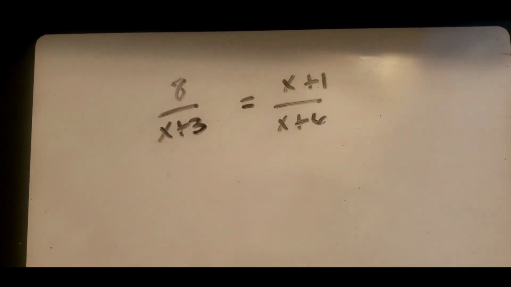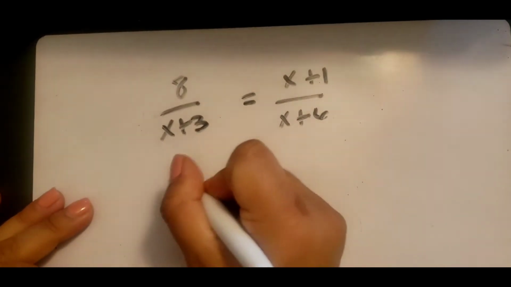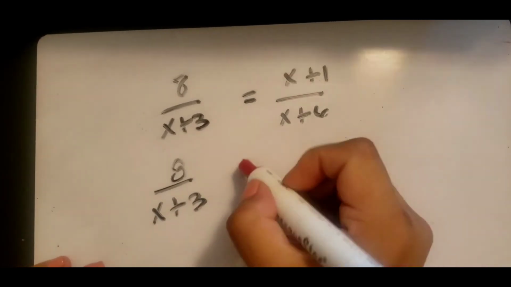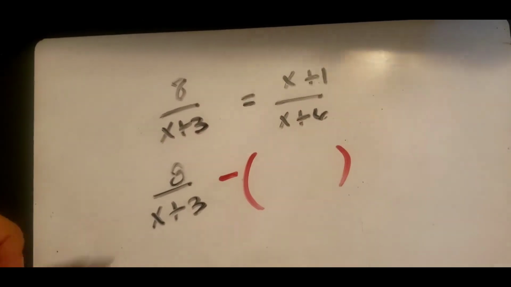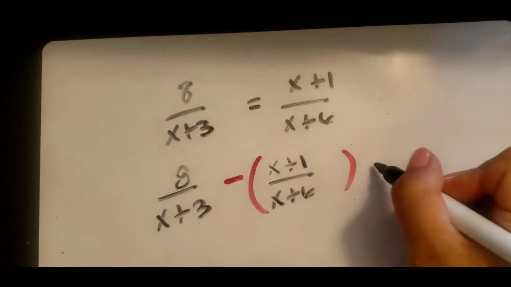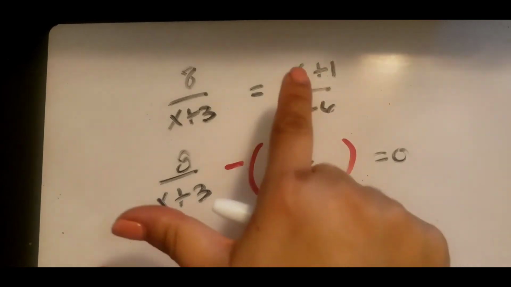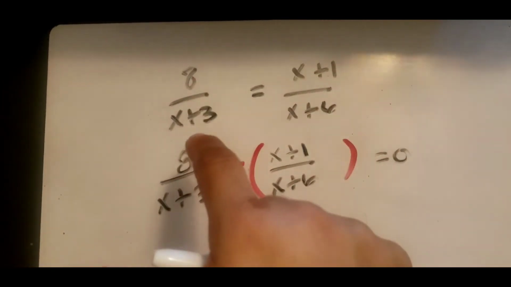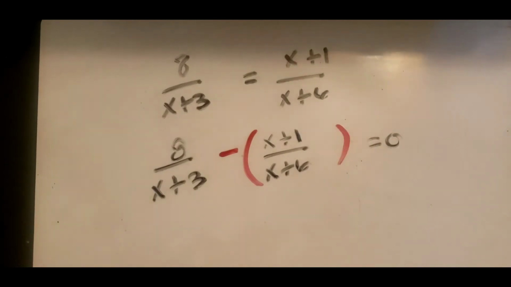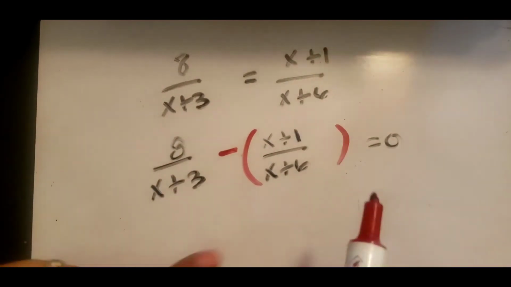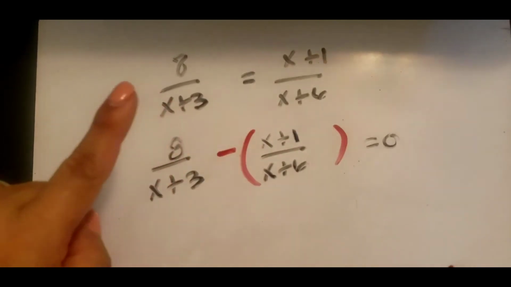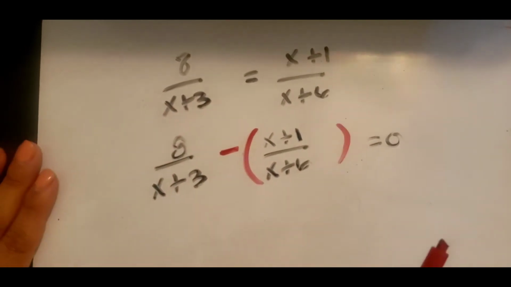So again, I'm going to do the same thing. I'm going to write 8 over x plus 3, and I'm going to subtract our fraction, x plus 1 over x plus 6, and set it equal to 0, okay? Because subtracting all of this is moving it to the left-hand side, and so now you end up with 0. By the way, I only have to do this when the fractions are equal to each other, when they're not already adding and subtracting.